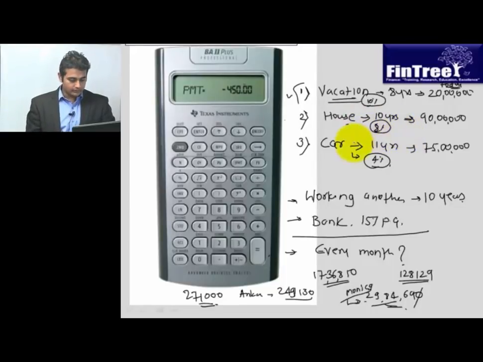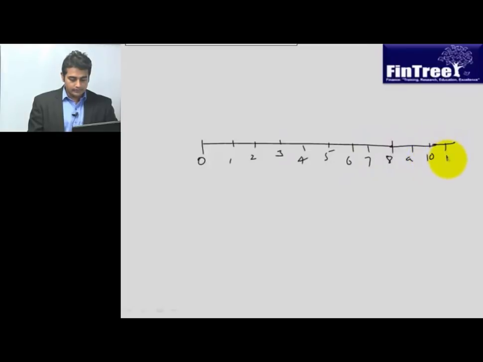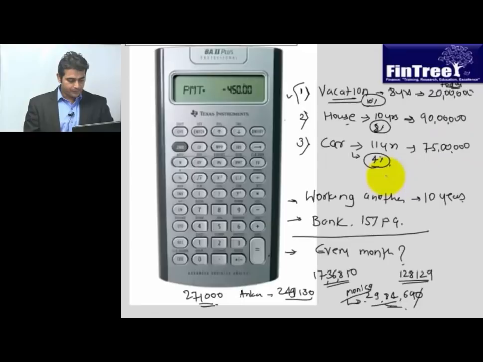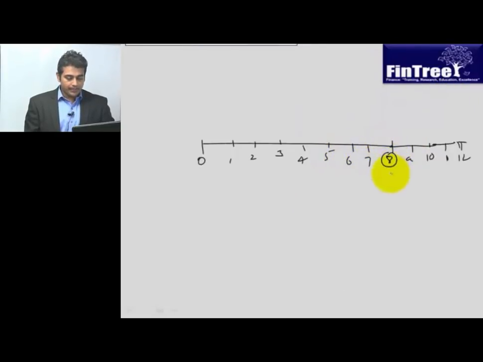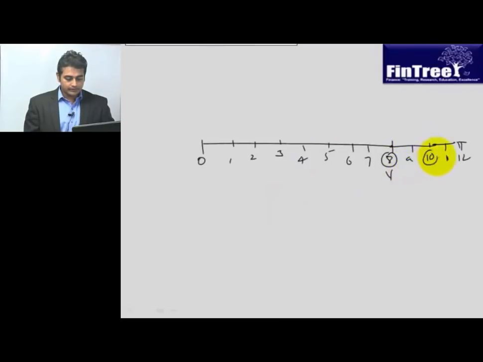Okay, so let us do this one together. This is your timeline here. This is time 0. This is 1, 2, 3, 4, 5, 6, 7, 8, 9, 10, 11 and 12. Vacation is required 8 years from today. So this is where we would be taking the vacation. Then house 10 years. This is your house. And this is where you're buying your car.